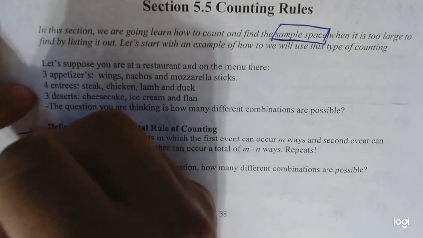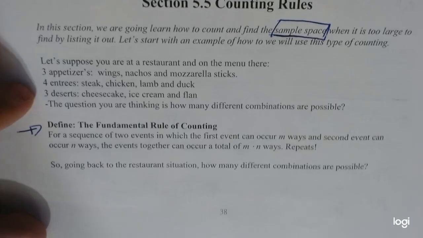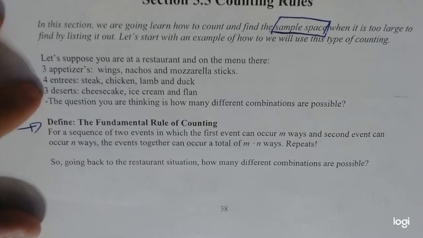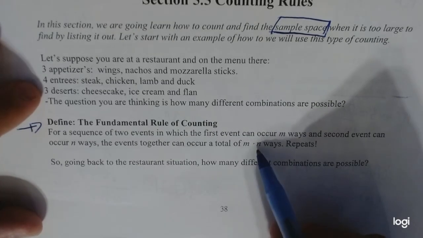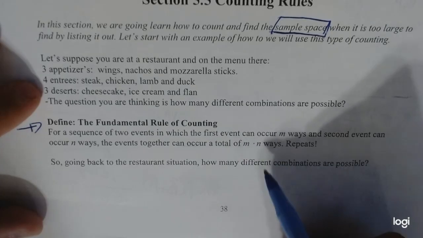The very important one is called the fundamental rule of counting. It says that for a sequence of 2 events in which the first event can occur m ways and the second event can occur n ways, the events together can occur m times n different ways. What that means is we multiply each individual possibility together to get our total.